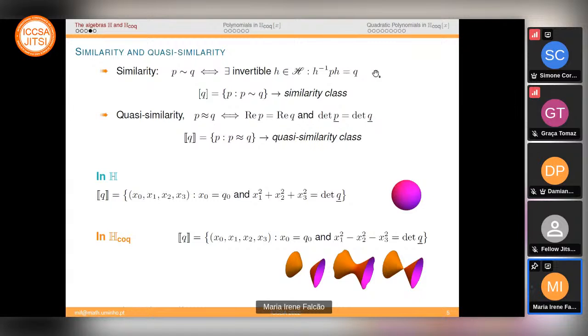Can you see when I point out? No. Yes, we see the hand. Yes. Okay.